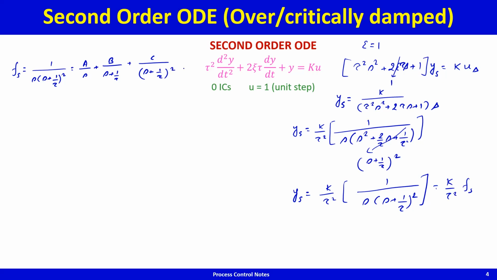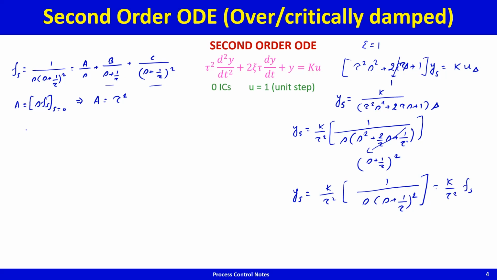And how do we get A? Well, A is equal to s times F(s) calculated at s equal to 0, and this gives A is equal to tau squared. How do we get B? B gets tricky because you have the same factors. So let's see how we get C first.